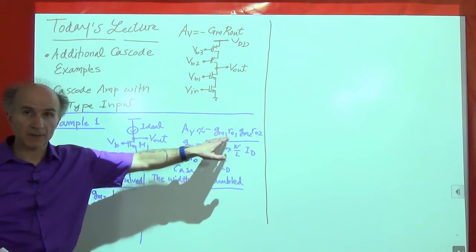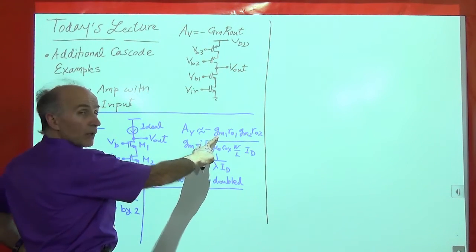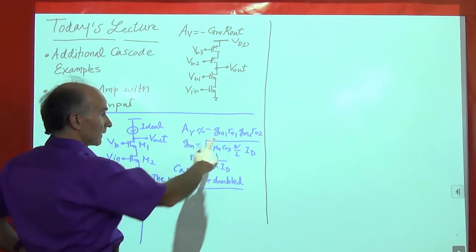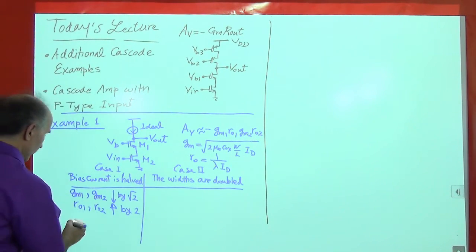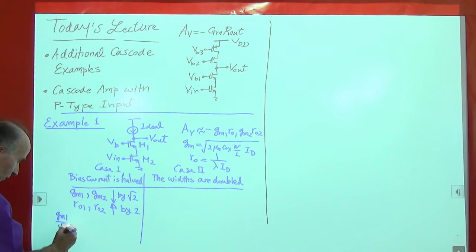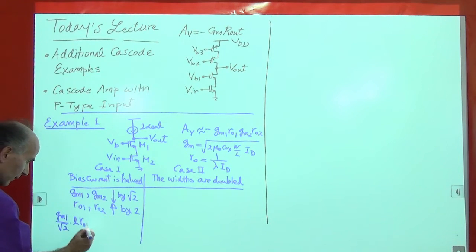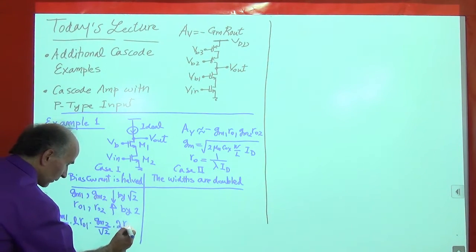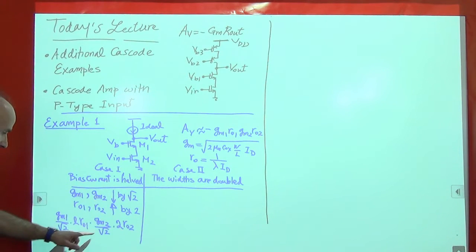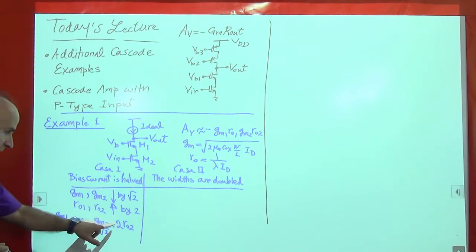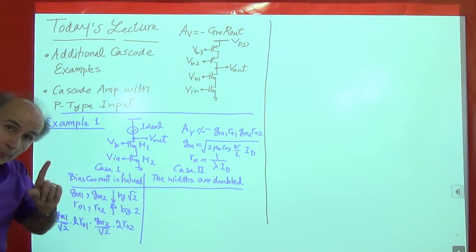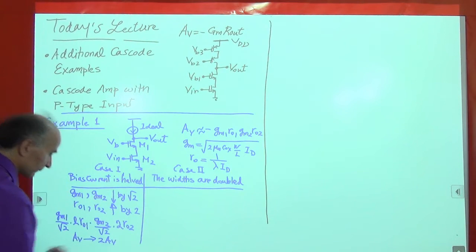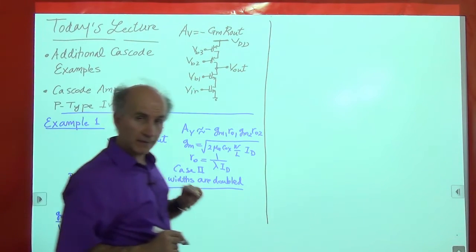So what's the net result? This goes down by square root of 2, and this goes down by square root of 2, so the net result is 1 over 2. This goes up by a factor of 2, and this goes up by a factor of 2. So I'm going to write it like this: GM1 over square root of 2, times 2 RO1, and GM2 over square root of 2, times 2 RO2. These two give us a factor of 2, one cancels this one, and we still have 1. So the total voltage gain goes up by a factor of 2. AV goes to 2 AV, in this scenario when the bias current is halved.